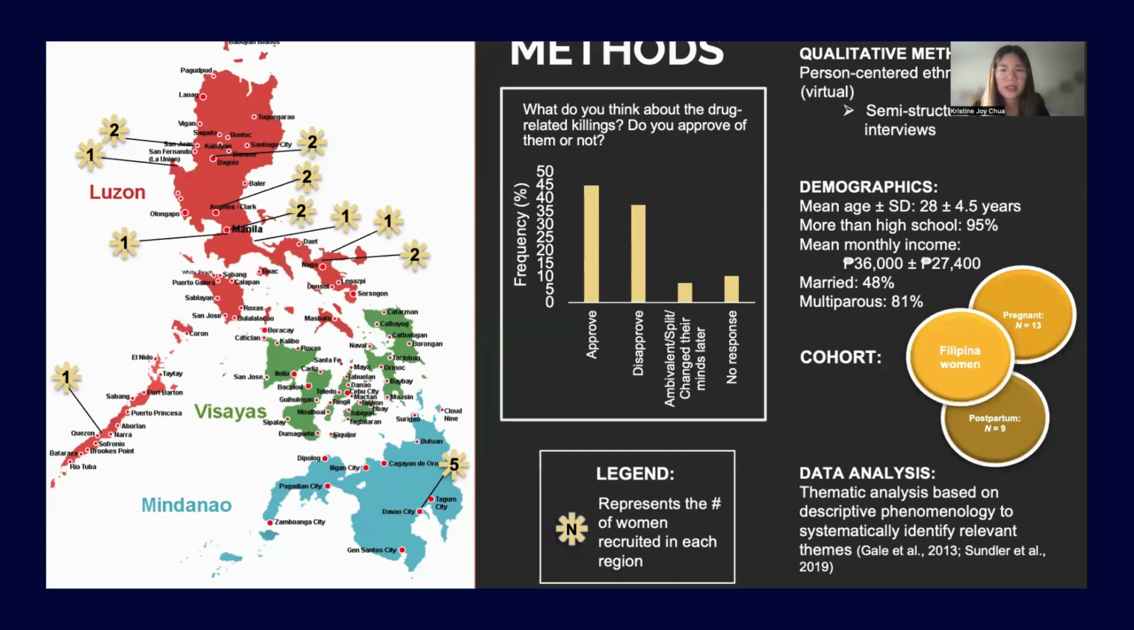Here the yellow stars with numbers represent the number of women recruited from each region. These women were around 28 years of age, having had more than one child, and mainly were from low to middle socioeconomic backgrounds. Roughly half were pregnant at the time of the interviews. What was striking was that there was almost a 50-50 split on whether they approved or disapproved of the drug-related killings, and that these interviews showcased nuanced reasoning, with some stating that they approved of the war on drugs, but not how it was carried out.